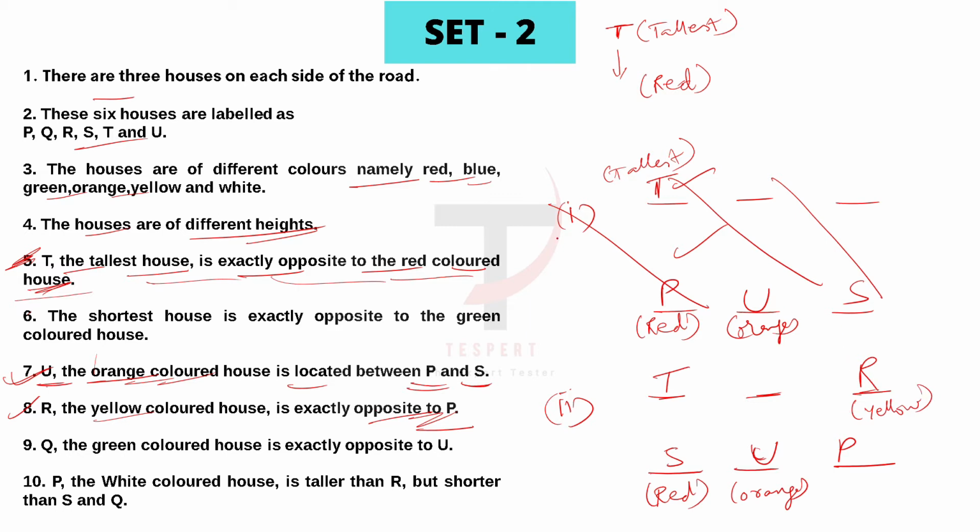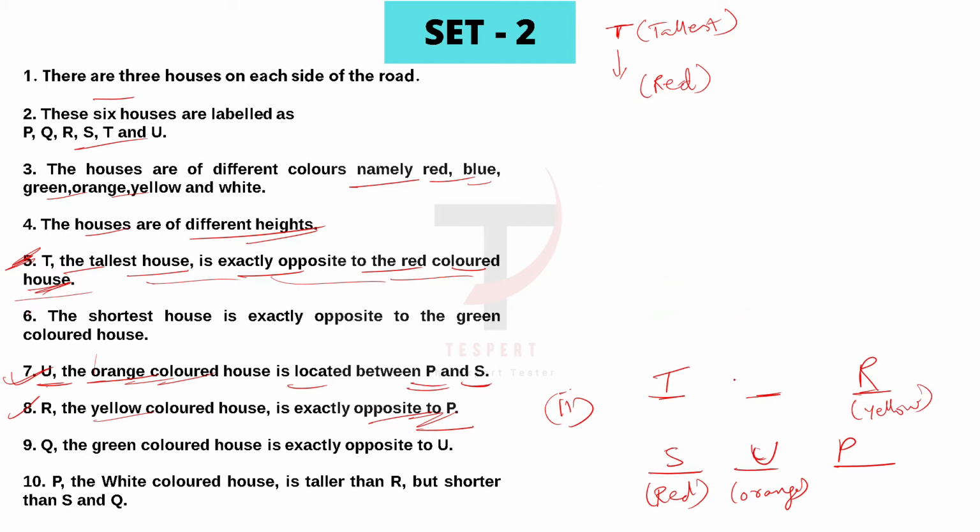Alright, let me erase this case number 1. So which one is still remaining? P, Q. Yeah, Q is remaining. So Q is filled here. And in the 9th statement it is given that Q, the green colored house, is exactly opposite to U. So Q is here, it is opposite to U by default, and the color of Q is green.